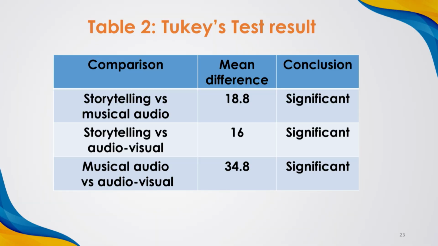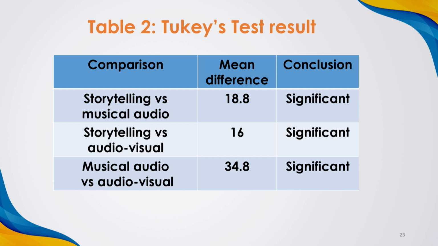So we have analyzed all possible comparisons between the three groups: storytelling versus musical audio, storytelling versus audiovisual, and musical audio versus audiovisual. In all of these, we have represented the mean difference, and we have also written the conclusion. So we get an overall idea of between which groups we have actually got a significant result, which have proved to contribute to the overall ANOVA.